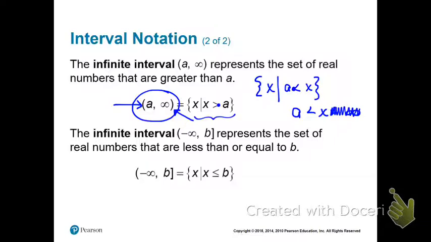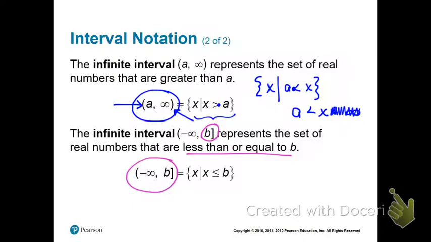The next one there says the infinite interval from negative infinity to B represents a set of all real numbers that are less than or equal to B. Notice this time B has a bracket, so therefore that's why it's less than or equal to. So they gave us it in interval notation here.